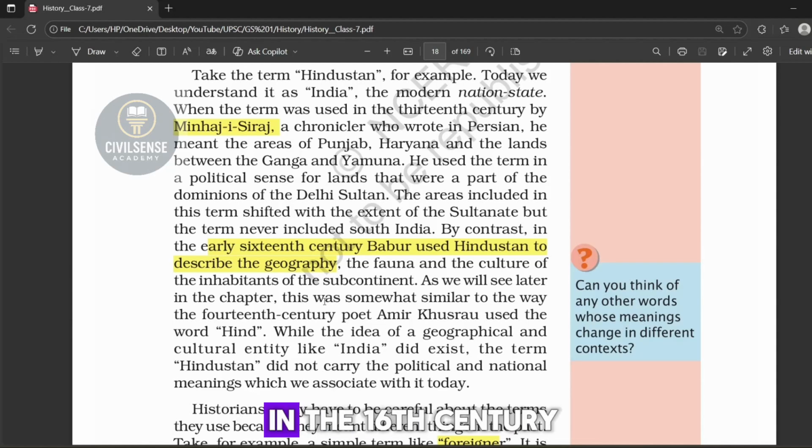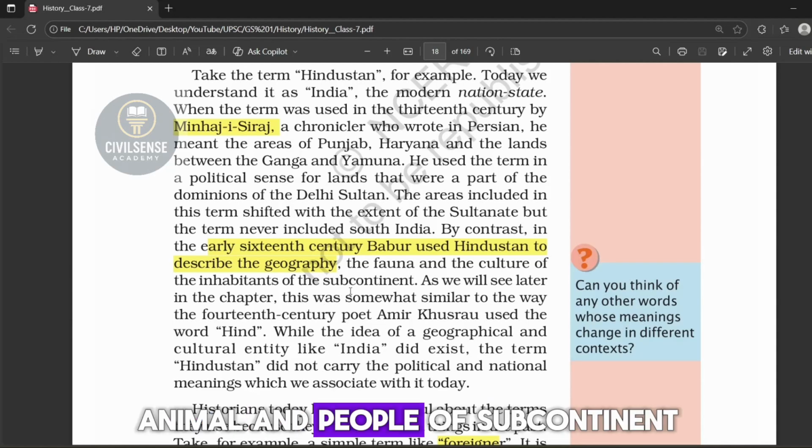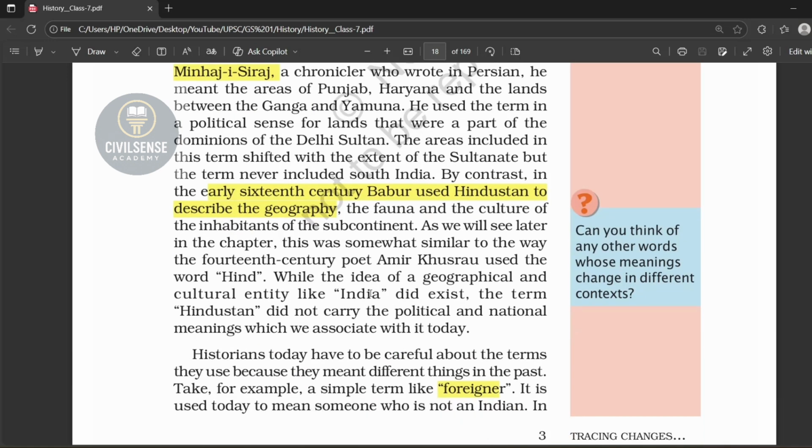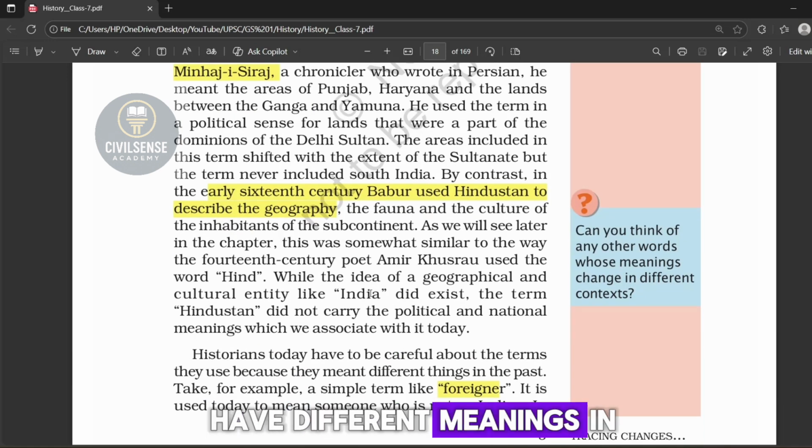Later when Babur came in the 16th century, he used Hindustan to describe the land, animals and people of the subcontinent, not as a political country like today. So historians must be careful. The same word might have different meanings in different times.